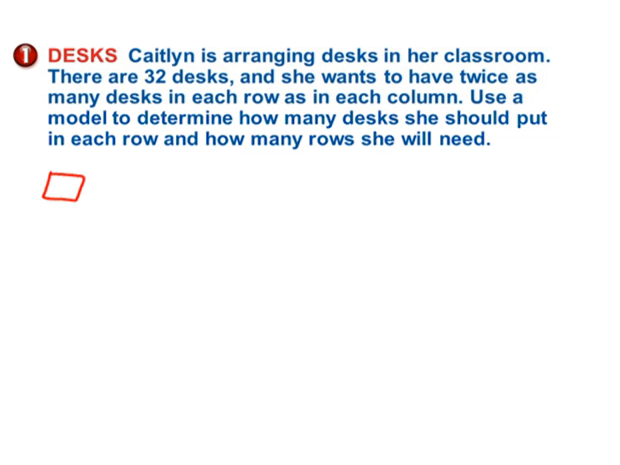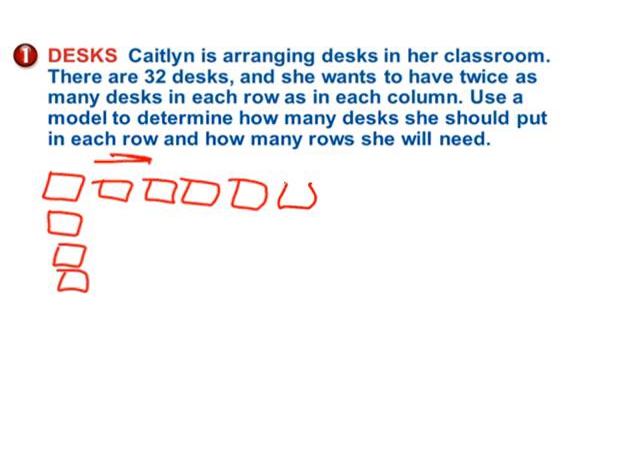So I'm going to let this little square represent a desk. And if this becomes my rows, and there's 4 of them, then I need to have twice as many columns going this way. So there'd be 1, 2, 3, 4, 5, 6, 7, and 8.